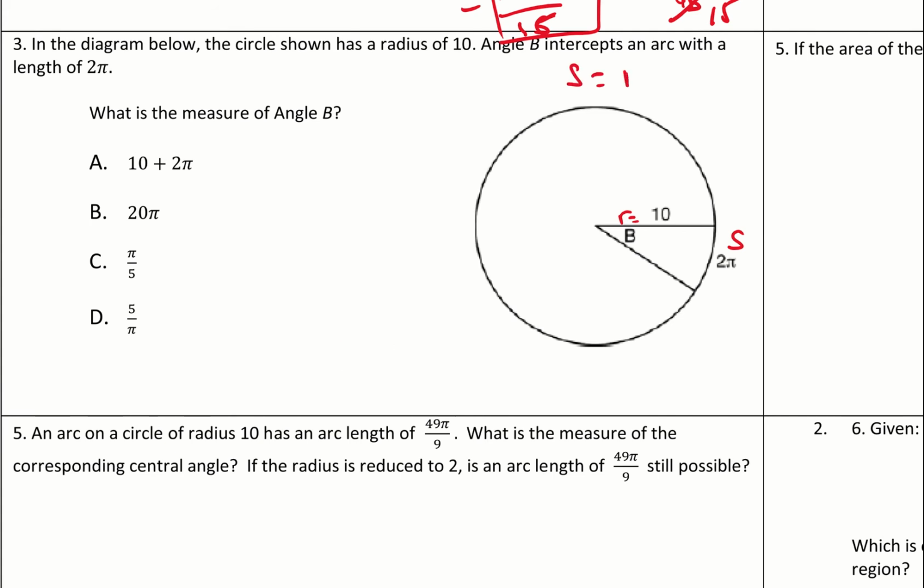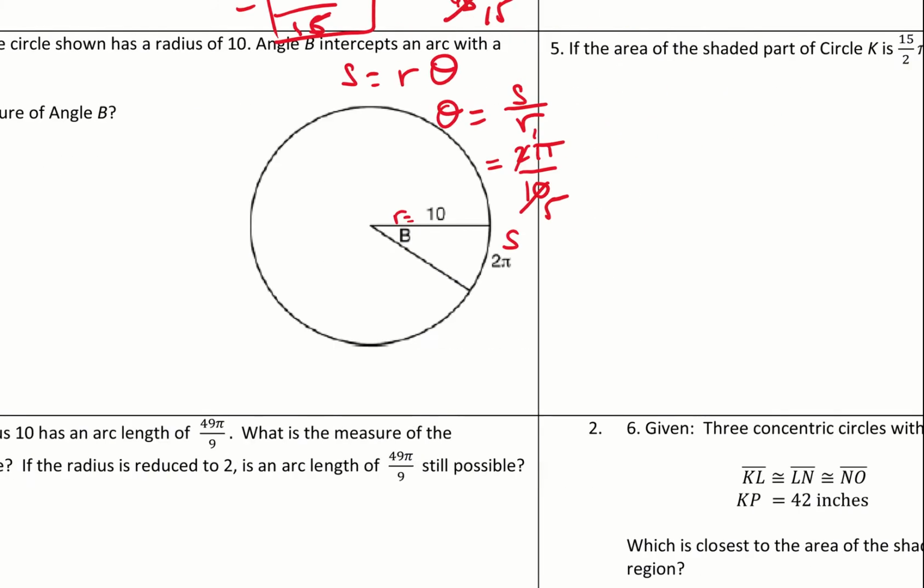We'll write it over here. And so that means that theta is S over R. And S is 2 pi, and the radius is 10. So this reduces to 1 over 5. So it would be pi over 5 is the measure of angle B.